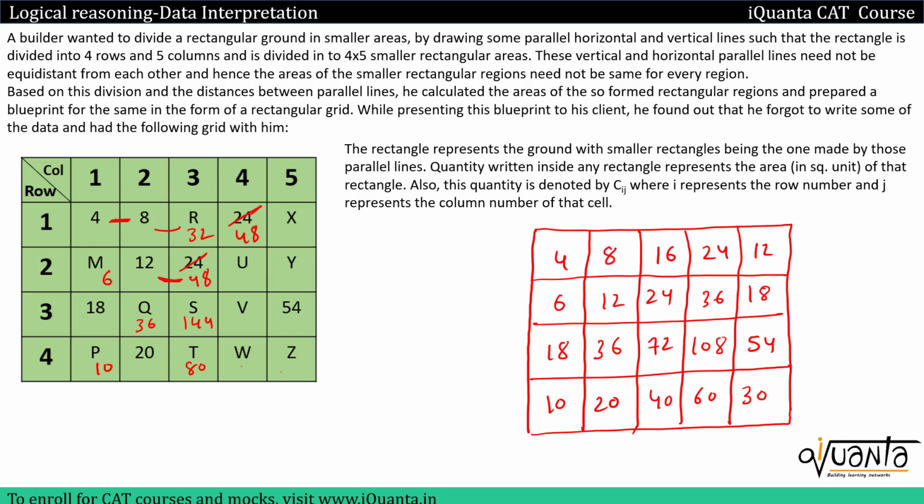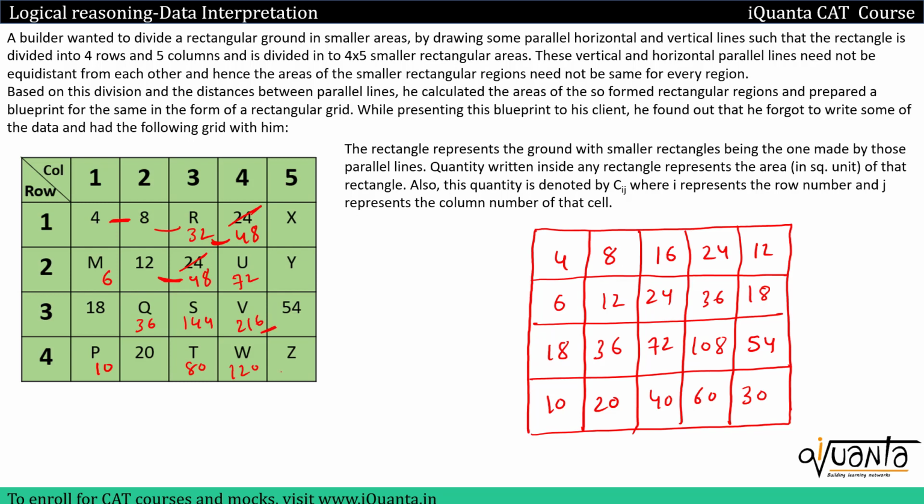Then if I look at the relation between column 3 and 4, 32 and 48, that means the value in column 4 is 1.5 times the value in column 3. So 48 into 1.5, we'll get 72 here. 144 into 1.5, I'll get 216 here. 80 into 1.5, 120 will be written over here.